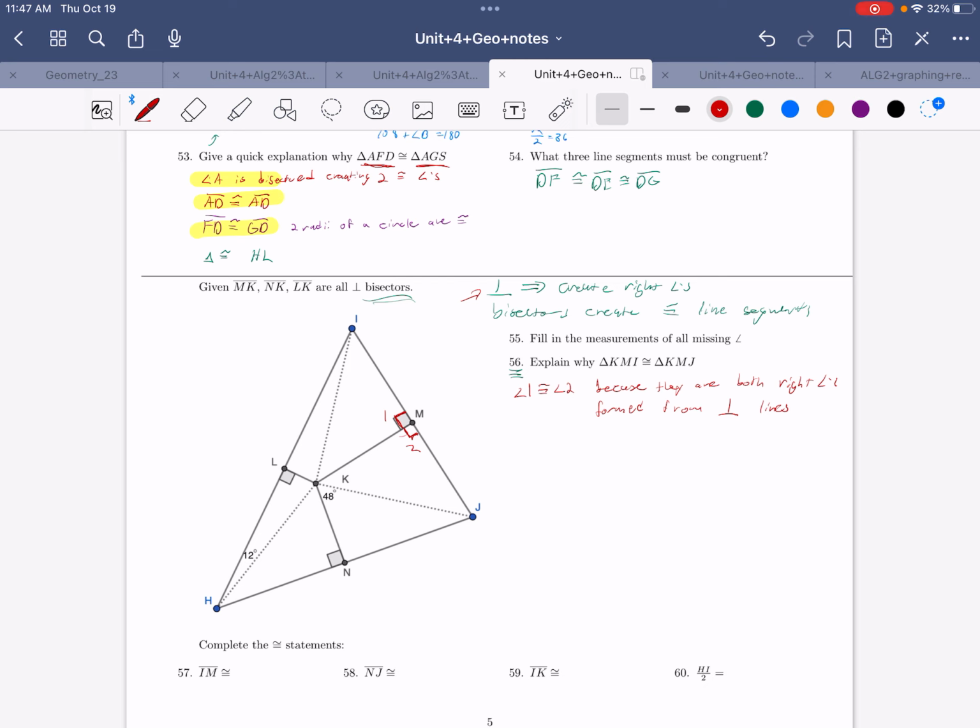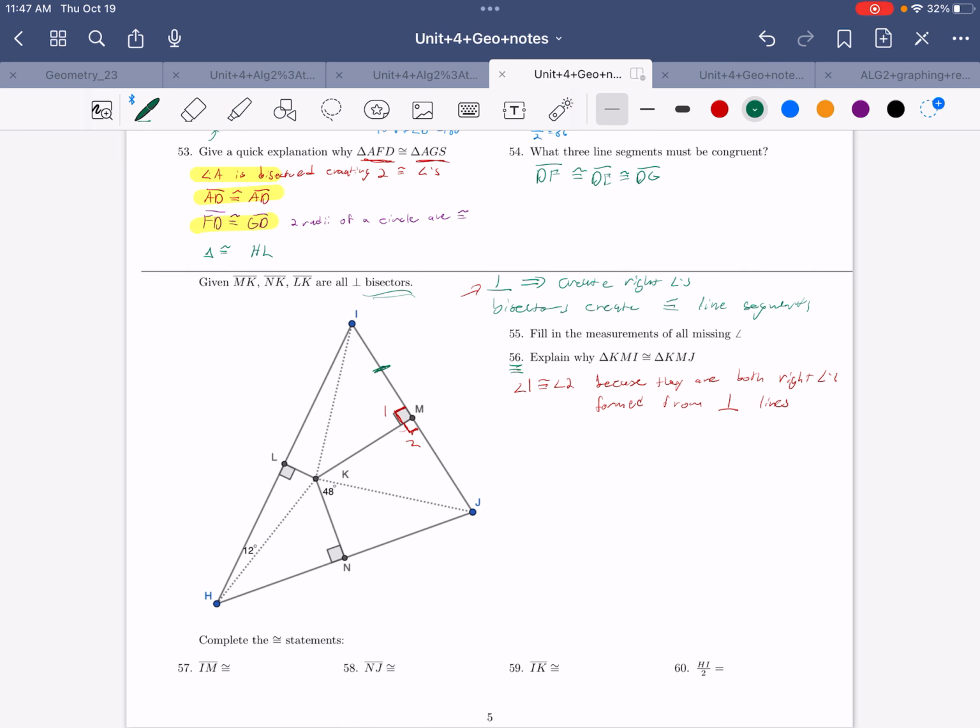We also know it bisects, right? So since it bisects, that means this side here must be congruent to this side. So what do we know? We know IM is congruent to JM simply by the definition of bisect. Okay, so at this point, we've got one angle, one line. We need something else. That's actually kind of easy between these two. We notice, hey, look at that.